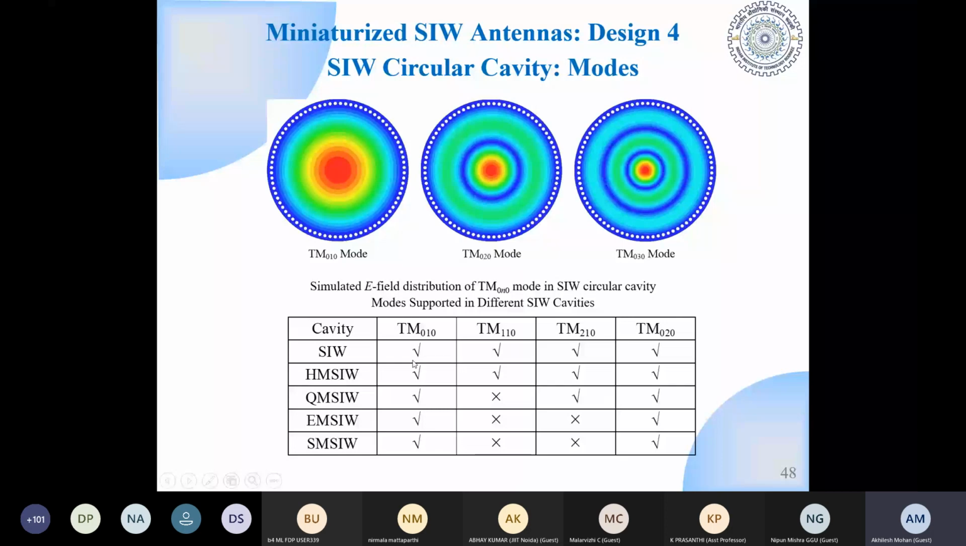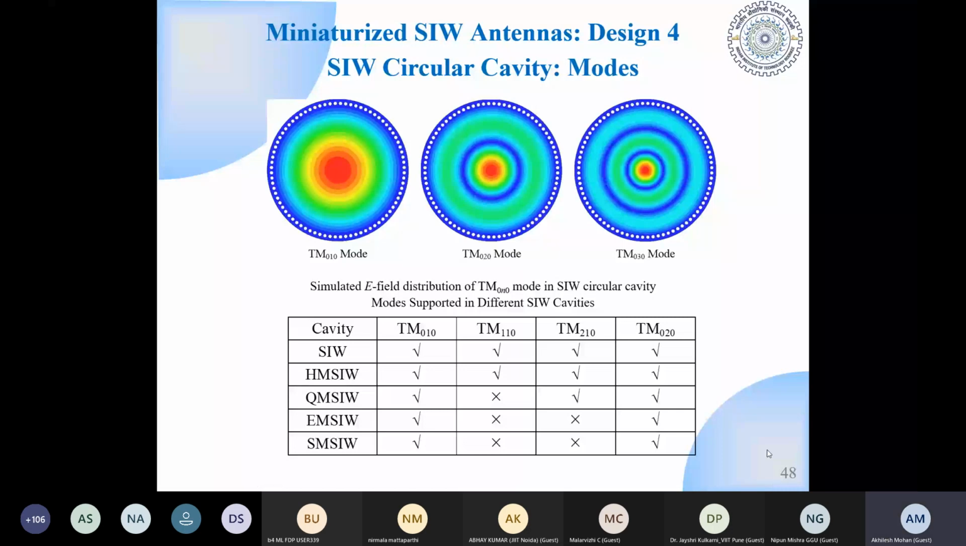You have to check the frequency and the field pattern, whether they have symmetry along the phi direction. You need to understand whether you can do the bifurcation or not. Now you can see that for radial modes, that is, those which have symmetry along the phi direction, all are supported. Here 010, 020 modes, all will be supported.